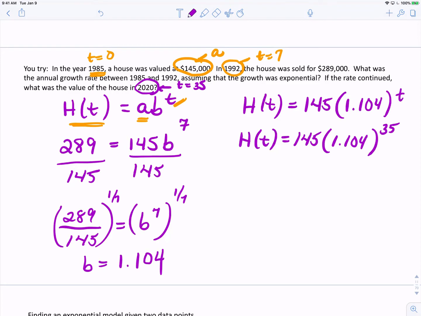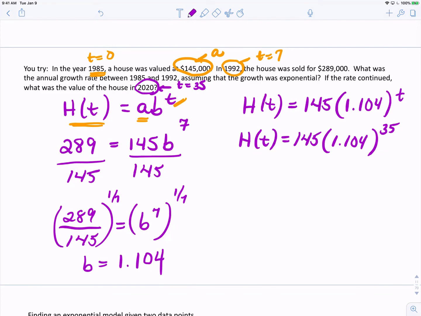Oh, let me try that again. Order of operations. Let me try that again one more time. 145 times 1.104 raised to the 35th power is... try that again. 1.104 to the 35th times 145.